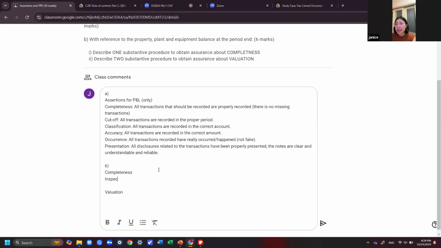If I write, physically inspect non-current assets. Physically inspect non-current assets. If I write it like that, if it's a 2 marks question, how much are you going to give me for this?